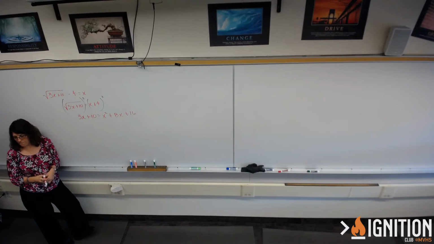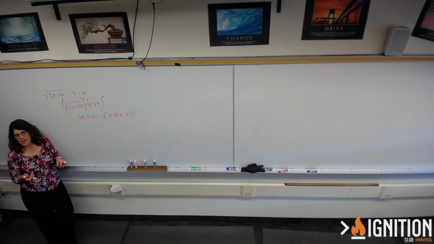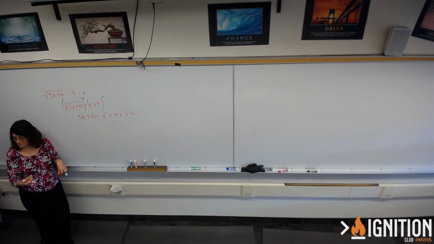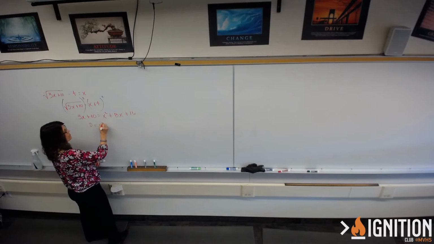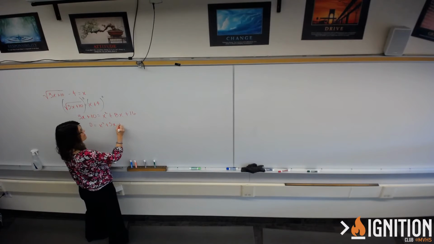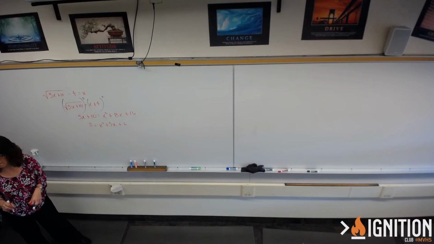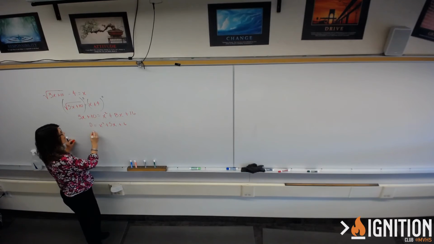Now what? Can't factor it yet. Subtract all the things. Bring it all the way back and set it equal to 0. It doesn't matter which side. Why make it equal to 0? So you can factor and use the zero product property. We're going to get x squared plus 5x plus 6. 2 and 3.